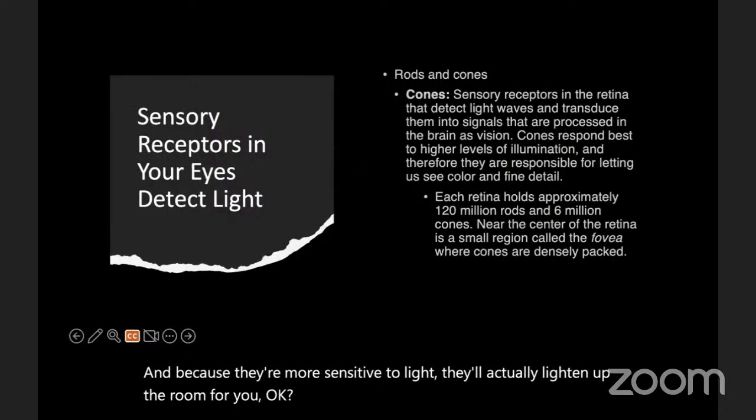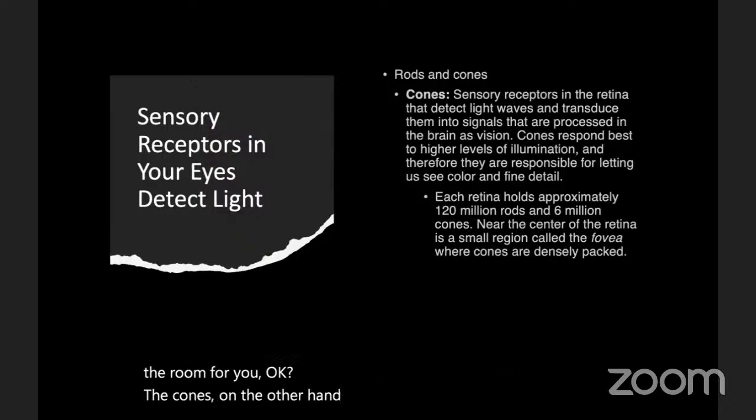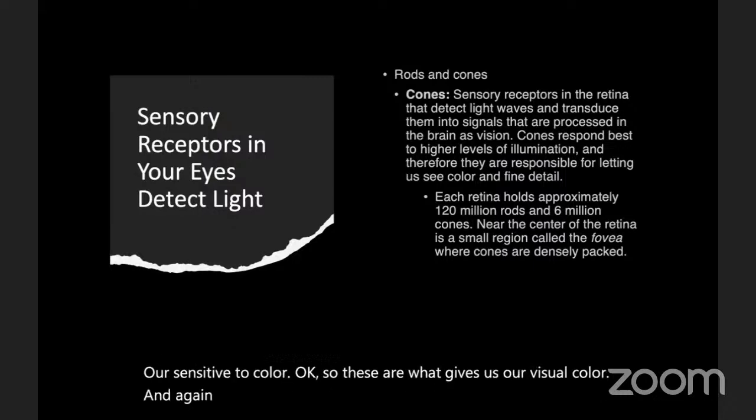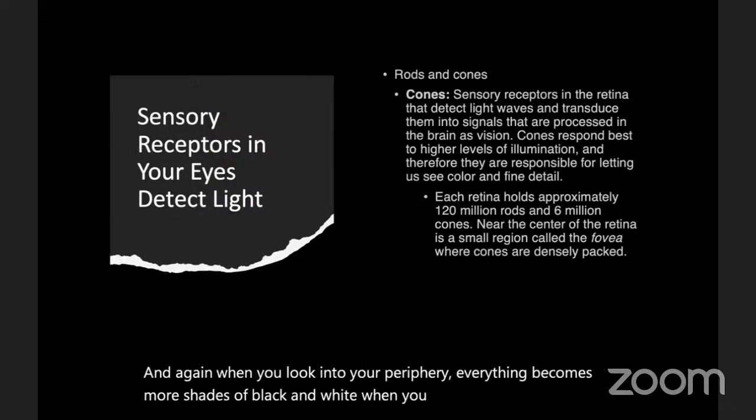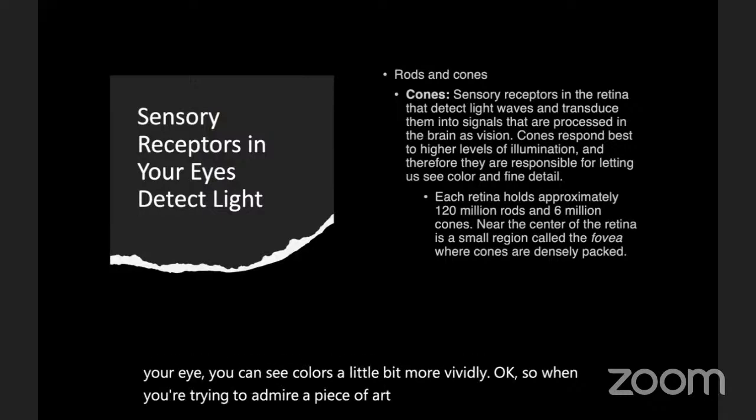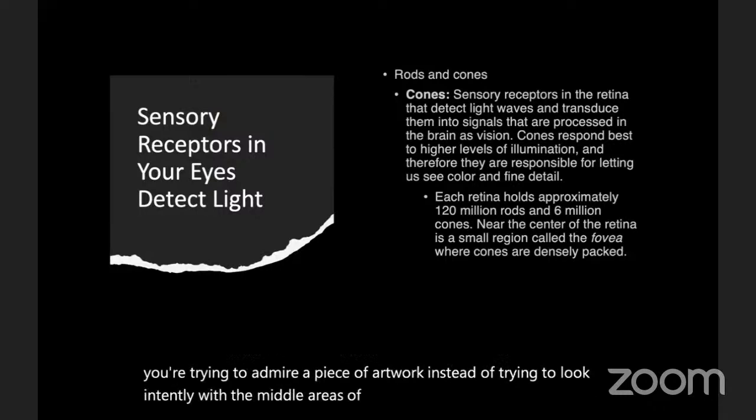The cones, on the other hand, are sensitive to color, okay? So these are what gives us our visual color. And again, when you look into your periphery, everything becomes more shades of black and white. When you focus in the middle of your eye, you can see colors a little bit more vividly. So when you're trying to admire a piece of artwork, instead of trying to look intently with the middle areas of your eyes, it will actually pop up a little bit better.